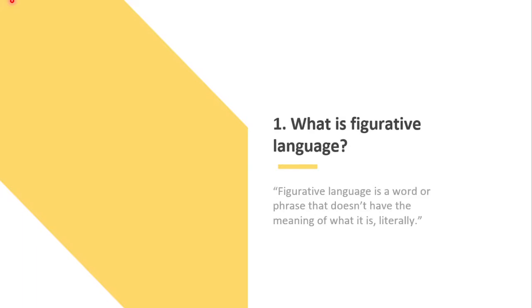1. What is figurative language? Figurative language is a word or phrase that doesn't have the meaning of what it is, literally. I'll read that again. Figurative language is a word or phrase that doesn't have the meaning of what it is, literally.